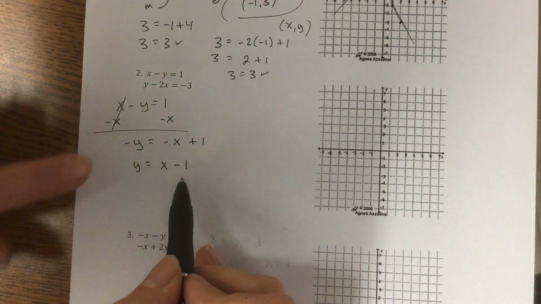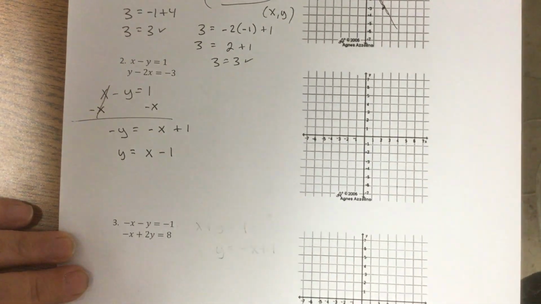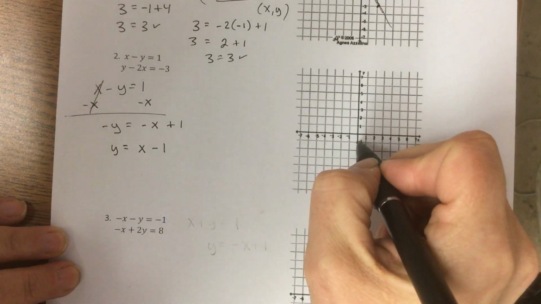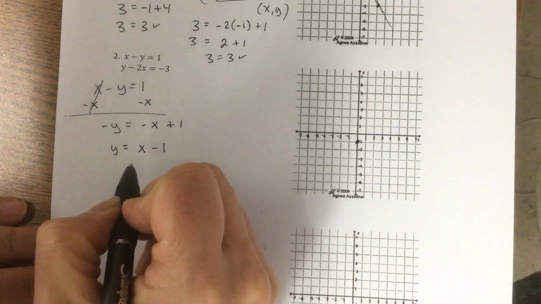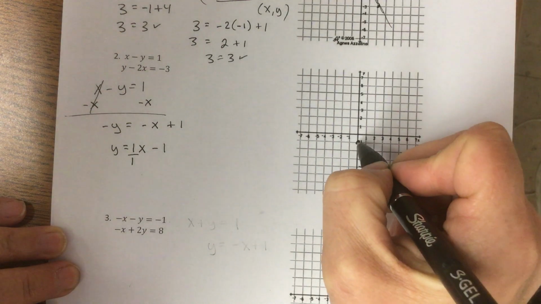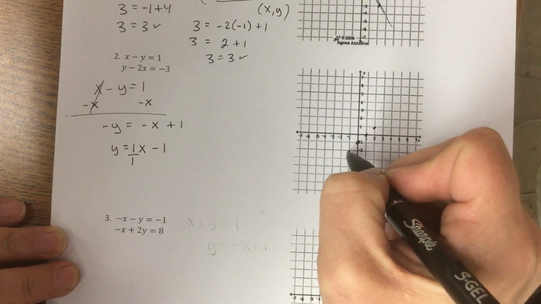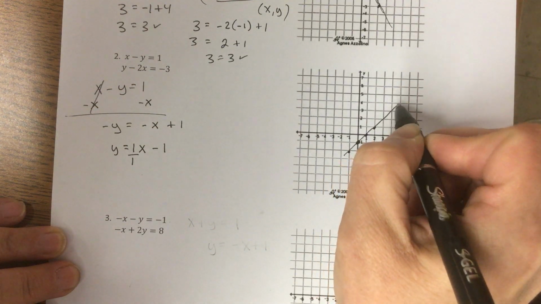So now that allows us to graph that equation, okay? So we come over here and we go to the y-intercept, which is negative 1. The slope here is 1 over 1. So again, I'm going to go up 1 over 1 and down 1 to the left 1. So that's my line there.